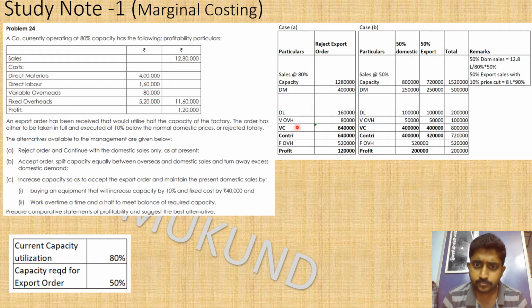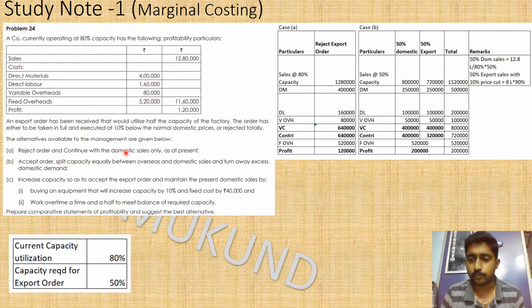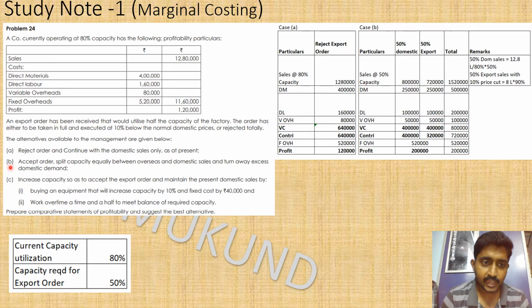You have the sales and you have the variable cost. Sales minus variable cost, you can find the contribution. Fixed overheads, you have 5.2 lakhs, and profit is 1.2 lakhs. So for case A, which is already given in the question, it is 1.2 lakhs of profit. Now we can go to case B.